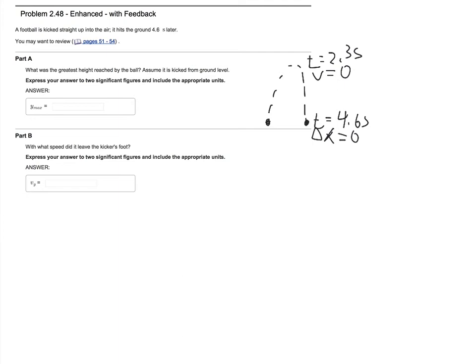So this first question asks us to find the greatest height reached by the ball. So I'm going to think about this portion of the flight from the ground up to the peak and go ahead and set up my chart based on that. So for that portion, I know that my final velocity is 0. I know my acceleration is negative 9.8 meters per second squared because it's in free fall. And I know that my time to the peak is 2.3 seconds. So I'm going to go ahead and solve for some things. I actually need to find my initial velocity first, and then I'll be able to find my displacement.